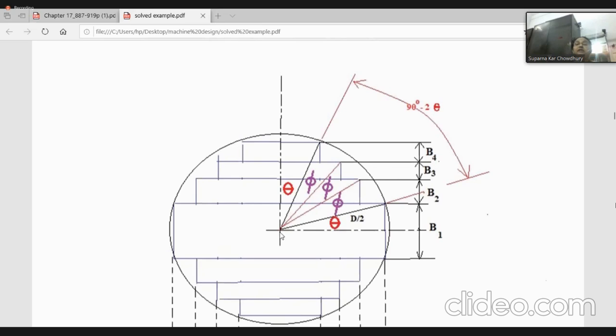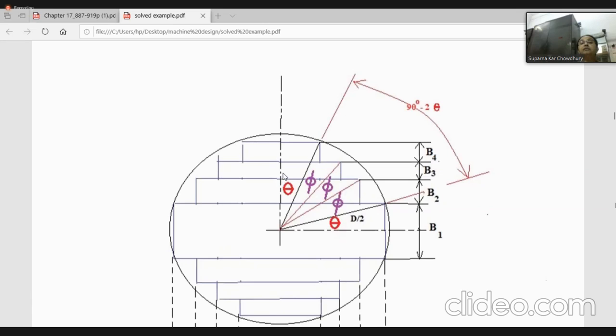So for this, if this angle is theta, this angle is also theta. Now this angle theta can be determined because we know this is D by 2, because this is the radius of the circle, and this is A1 by 2. So we can determine this angle theta, and this total is B1. So B1 by 2 will be D by 2 sine of theta.